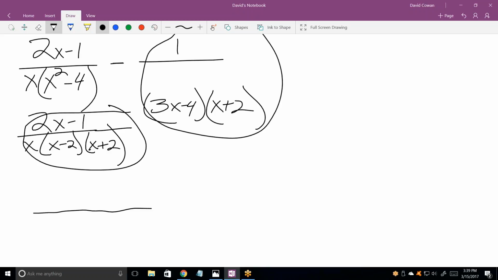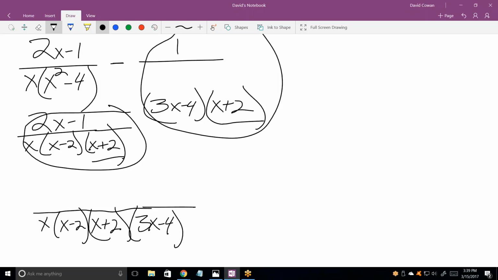Now, normally, if I multiply the denominators, that's the least common denominator. But in this case, I have an x plus 2 there and an x plus 2 there. So I only need one x plus 2. So the common denominator is going to be x minus 2, x plus 2, 3x minus 4. And then that's going to be under 2x minus 1, or let's get to that in a moment.